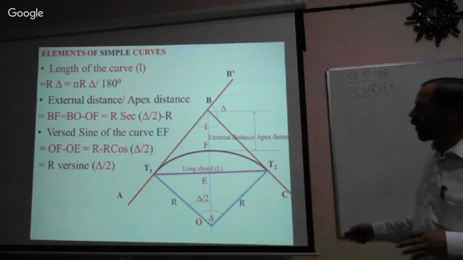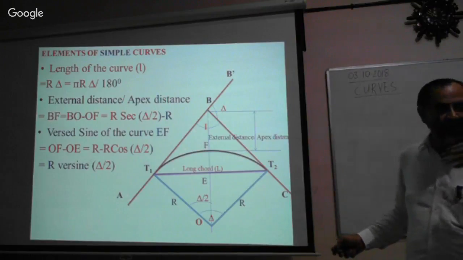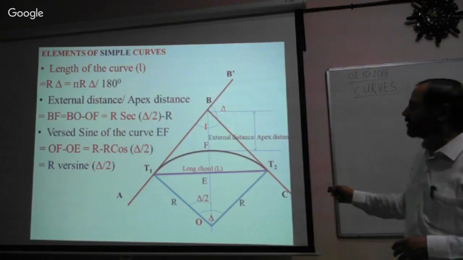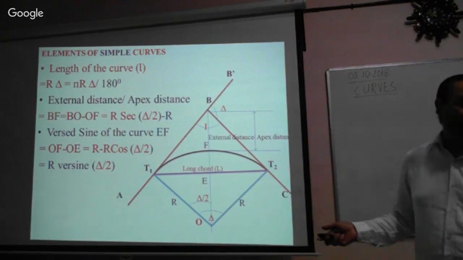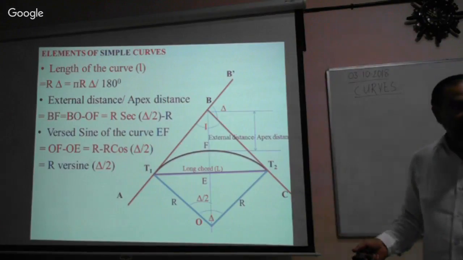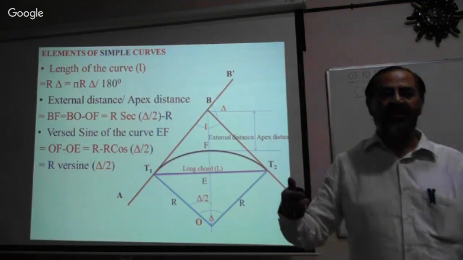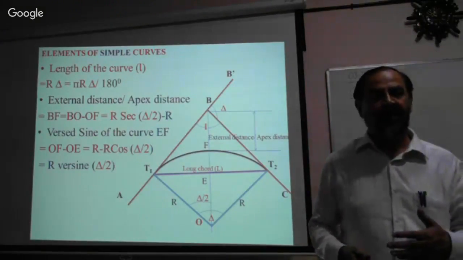According to the topography and the center line where you are proposing the road, measure this deflection angle. This deflection angle can also be varied according to your convenience. But ultimately the engineer has to decide what the radius should be, what the speed of the vehicle should be, and how many vehicles are moving on the road.